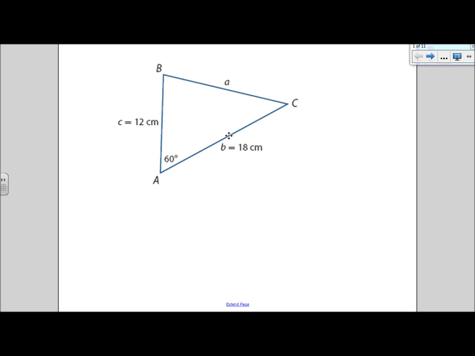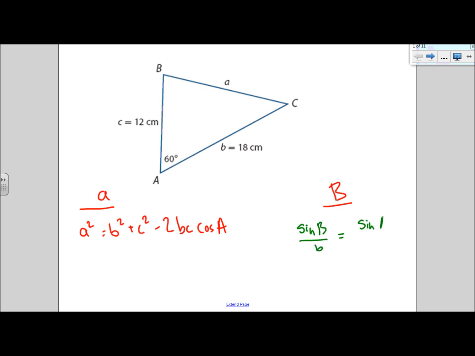I want you to find the length of little a here, and then I want you to find big B. So take your time, maybe stop the video at this point, find what little a is and what big B is. To help you out, I'm going to give you the law of cosines. And to find big B, once you have a, you're going to use the law of sines. So again, stop the video real quick and find those two lengths. I want to see your work in both of these to get those two lengths.